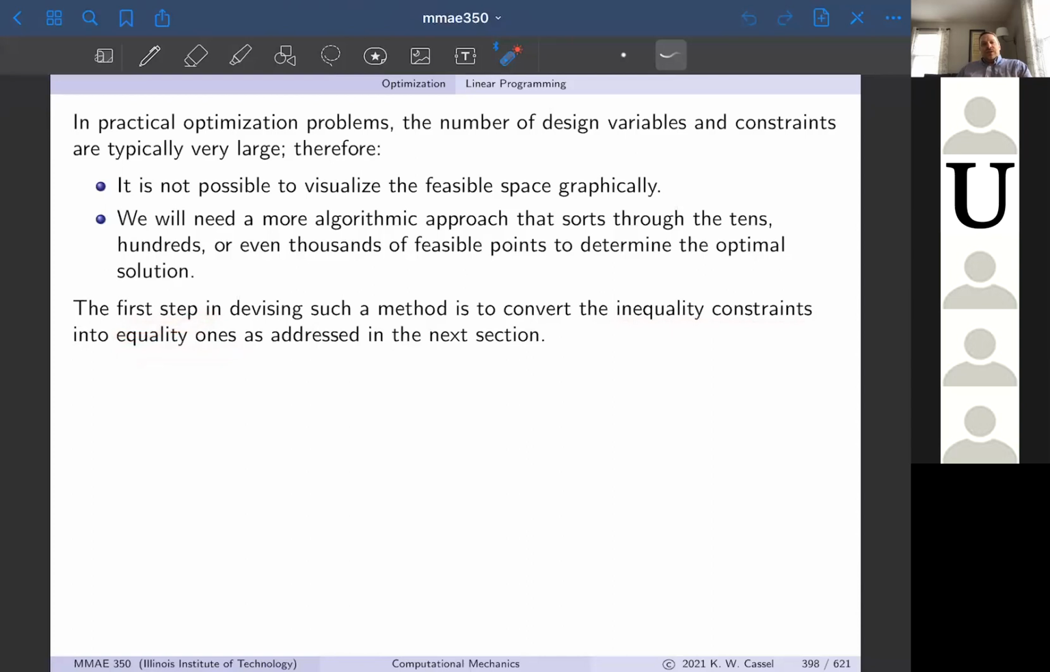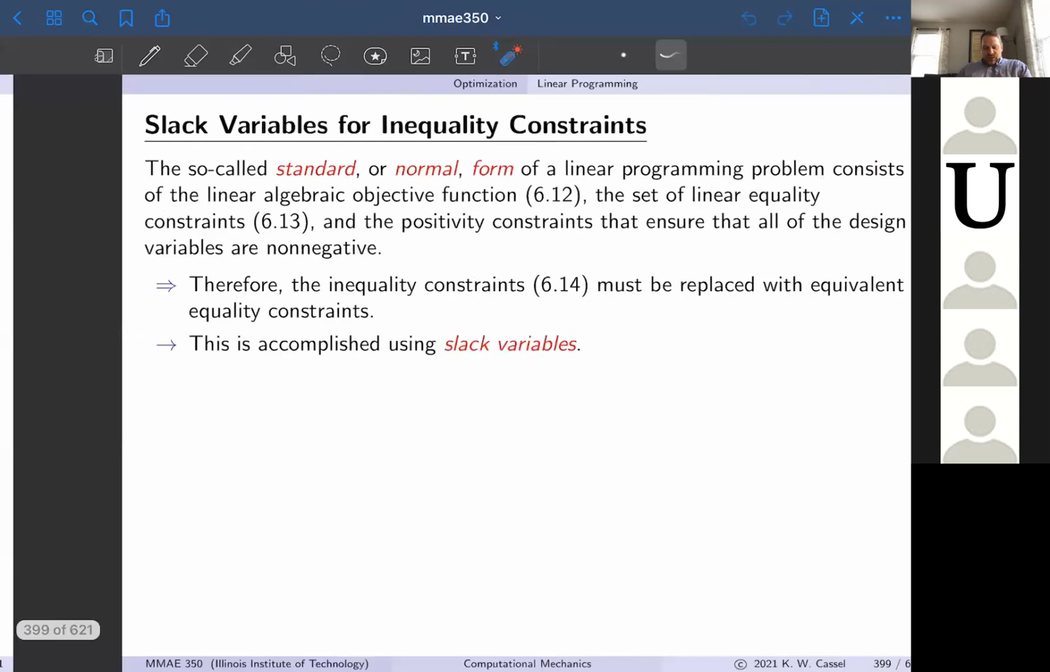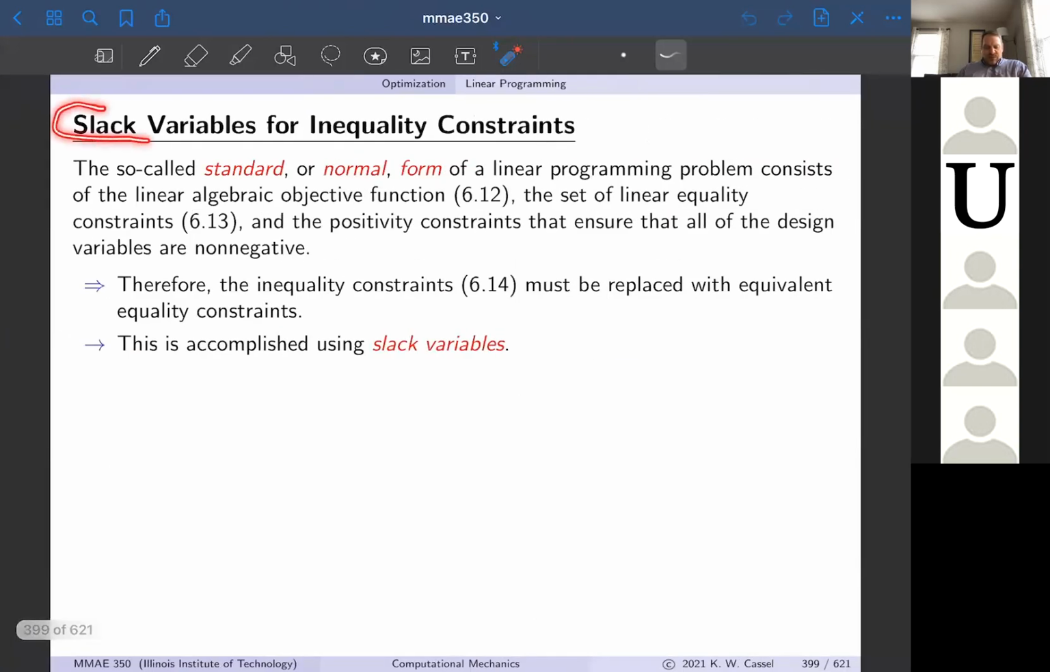And that will allow us then to write everything as just big systems of equations, which we know how to handle. So let's tackle that. That's done using what are called slack variables. And they are exactly what they sound like.